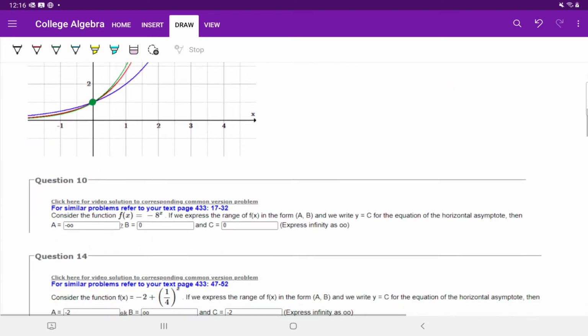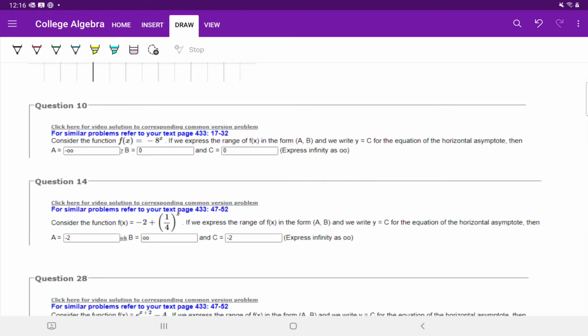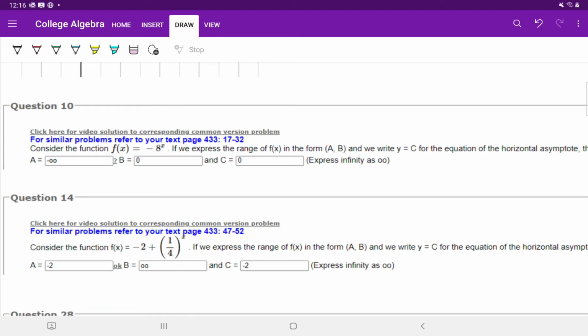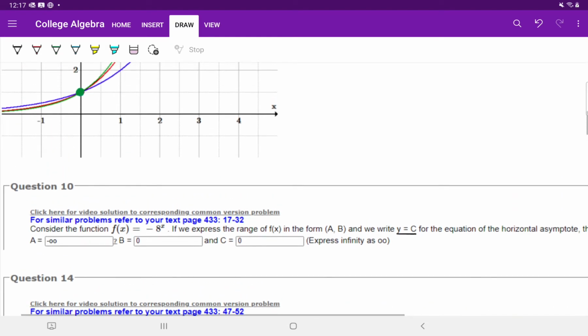We're going to use what we just talked about to answer some example problems. These questions come from the common version of homework 11A. So feel free to go to the common version of homework 11A and work alongside me if you want some extra practice. This question, question 10, asks us to consider the function f of x equals negative 8 to the x. If we express the range of f of x in the form a comma b, so interval notation, and we use c for the equation of the asymptote, ooh, that brings me to something that I kind of glazed over.